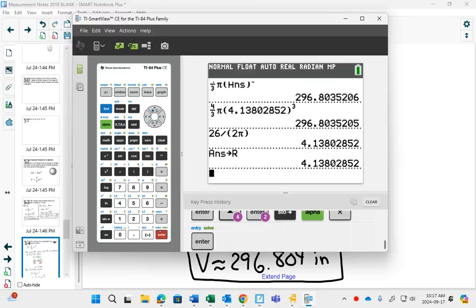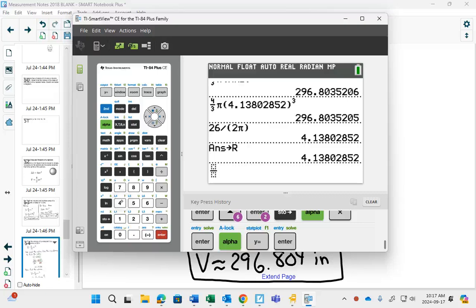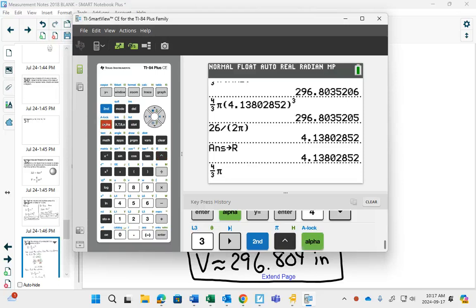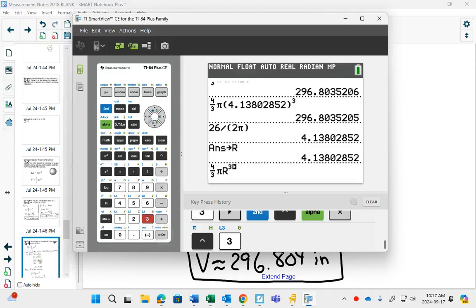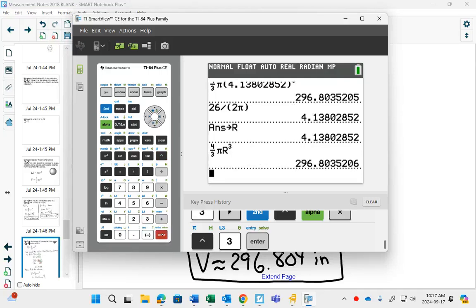If it's stored as R, when I type in 4/3, I can go pi, and now I can go alpha R cubed. It gets me that same answer again.